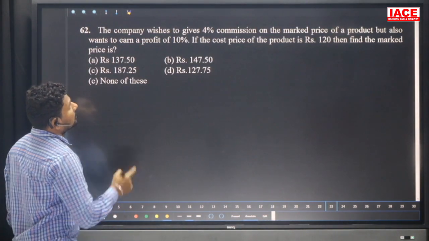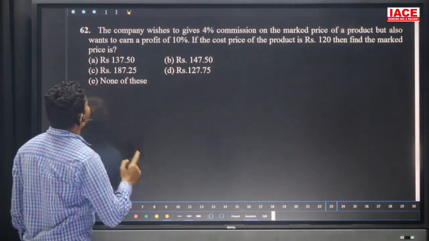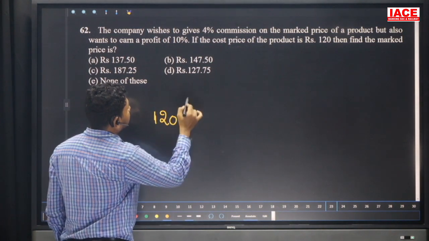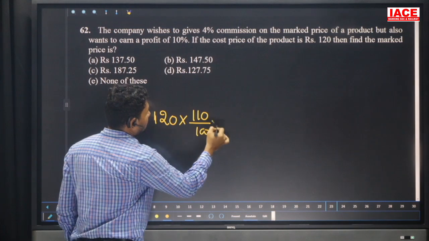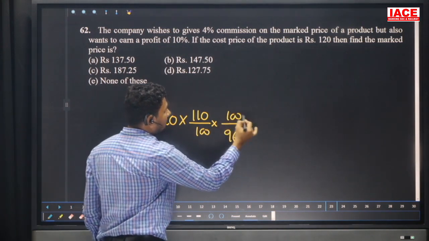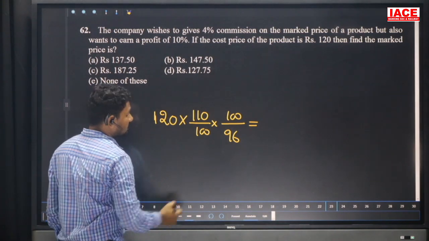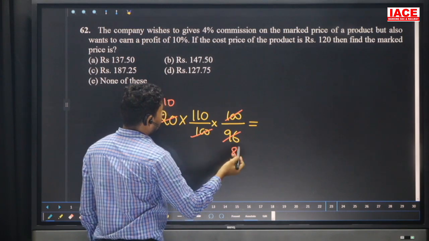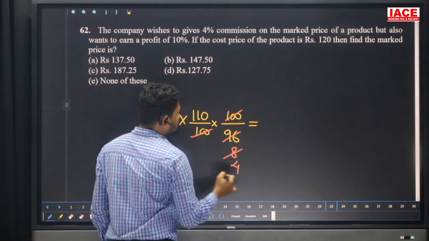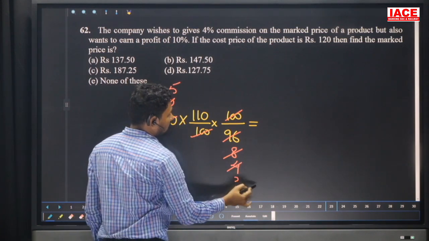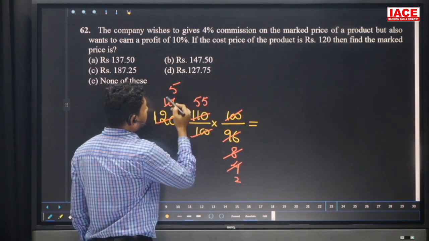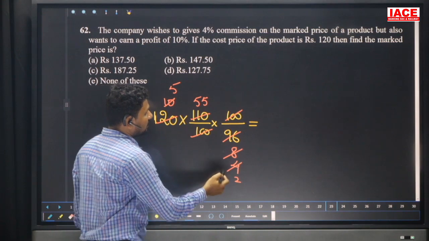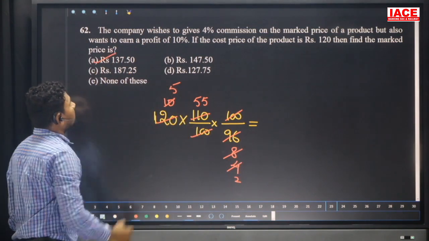Next, question number 62. If the company wishes to give a 4% commission on the market price of a product but also wants to earn a profit of 10%, the cost price of the product is 120. Into 10% profit means 110, and giving a 4% discount means 96 out of 100, and we need the market price. Cancel the numbers to get the answer. The 100 cancels, 12 10s and 12 8s, and again cancel the numbers, 2 4s and 2 5s, and so on, which gives 55 times 250, which is 275, then 275 by 2 is equal to 137.50.